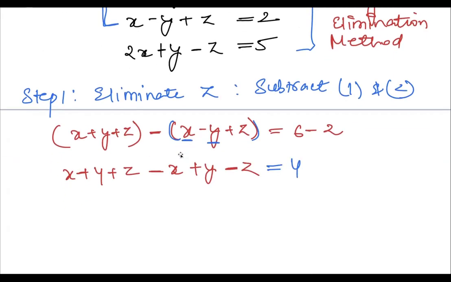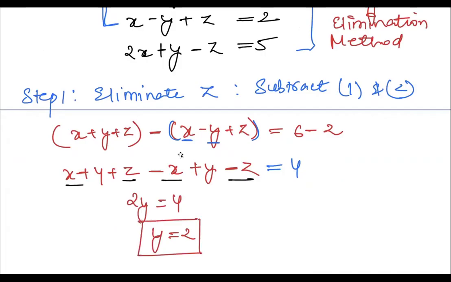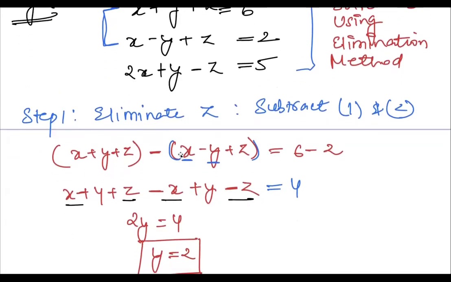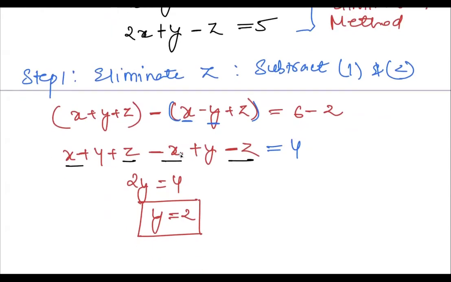Now what will get cancelled out? x and minus x will get cancelled out, right? z and minus z will get cancelled out. So what will be left? 2y. 2y is equal to what? 4. So y is equal to 2. Here I have eliminated two things: I have eliminated x and I have eliminated z.